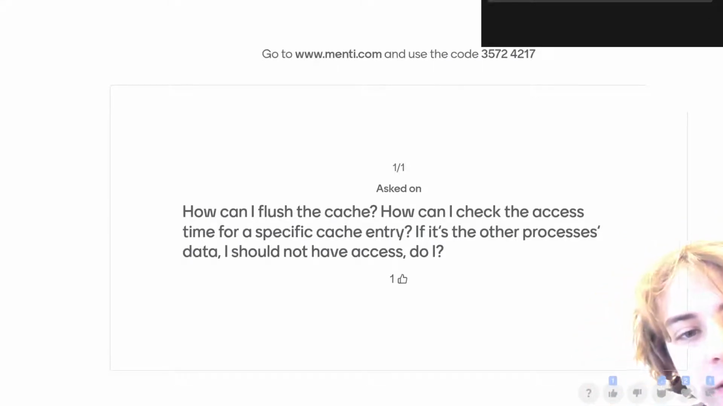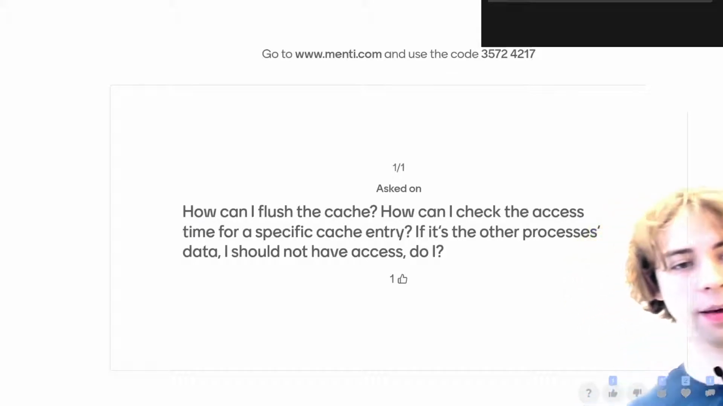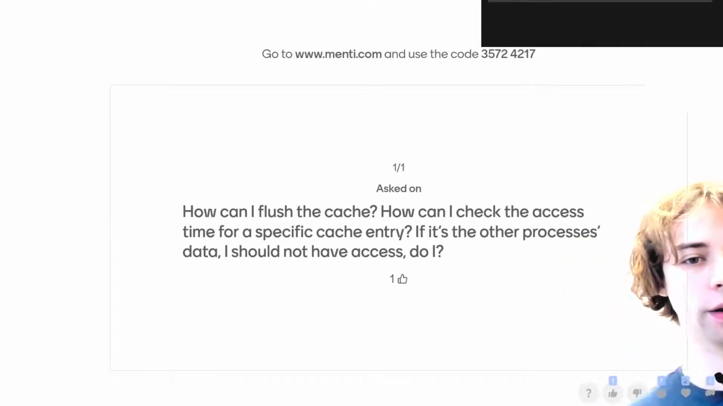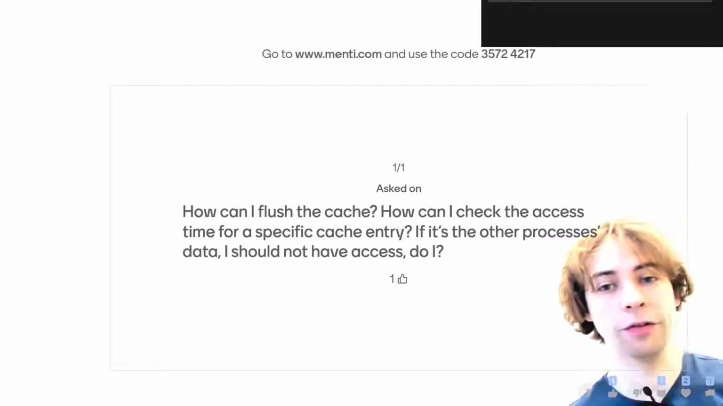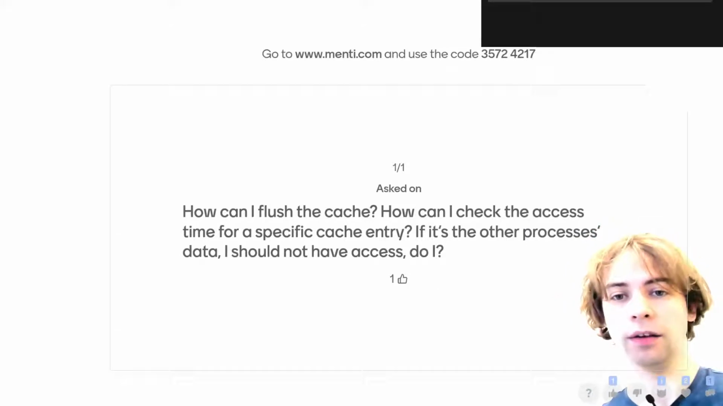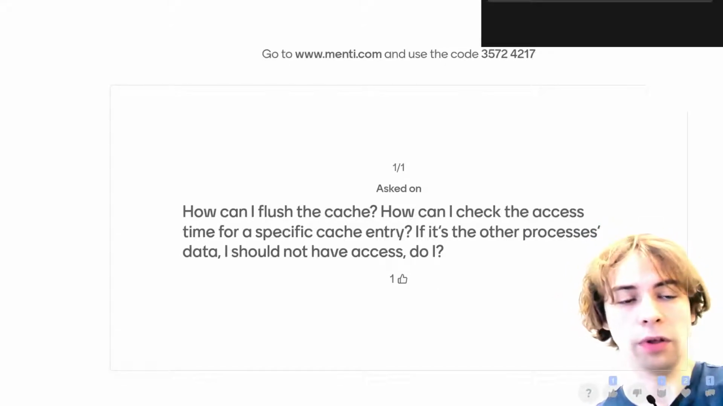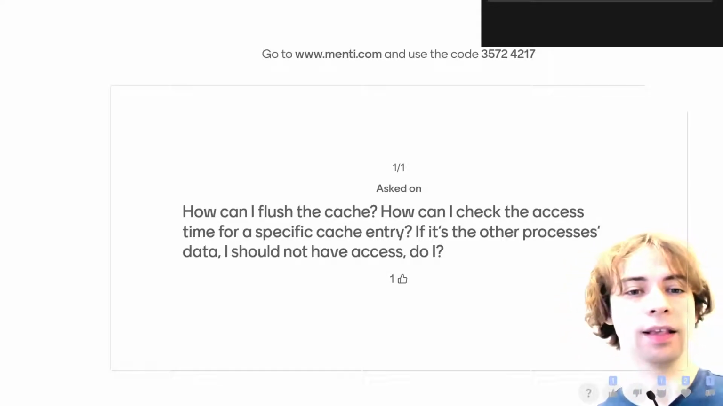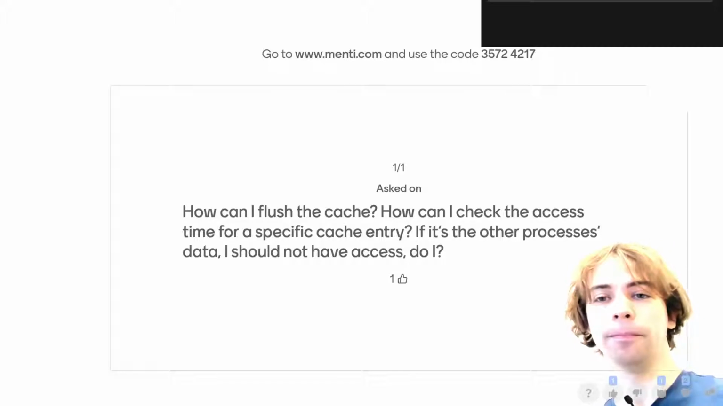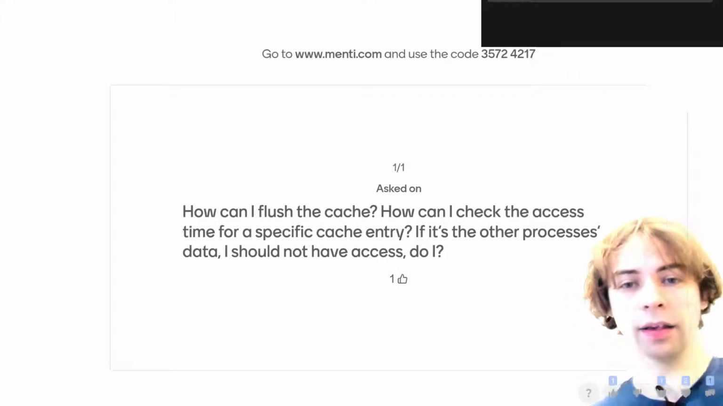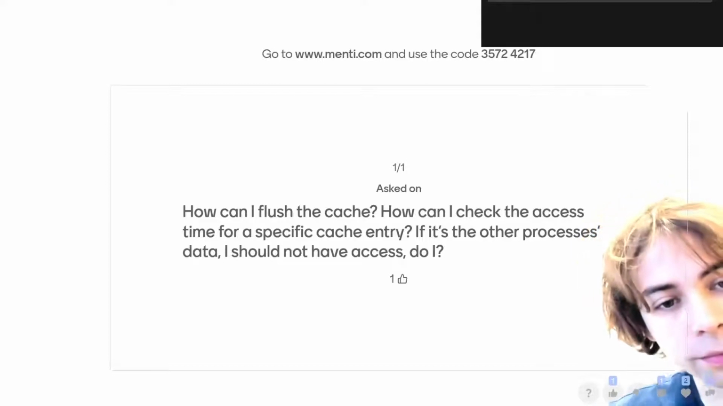How can I flush the cache? How can I check the access time for a specific cache entry if it's the other process's data? Should I not have access? Well, if it's shared memory, then you can flush things from the cache. And if you use some instruction to measure the time, for instance, RDTSC, then you can also measure how long it takes to access a memory location.